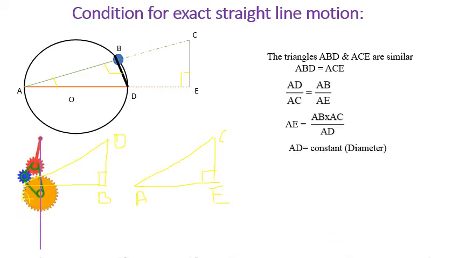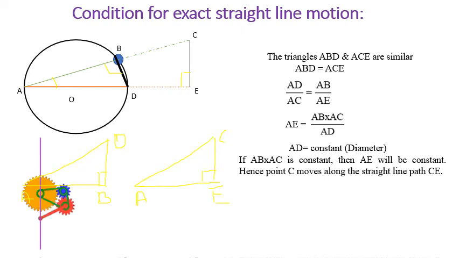Since AD is the diameter, it is constant, it does not change with respect to time. So if AB into AC, that is this line ABC, is constant, then the line AE will also be a constant. Hence point C moves along the straight line path CE.